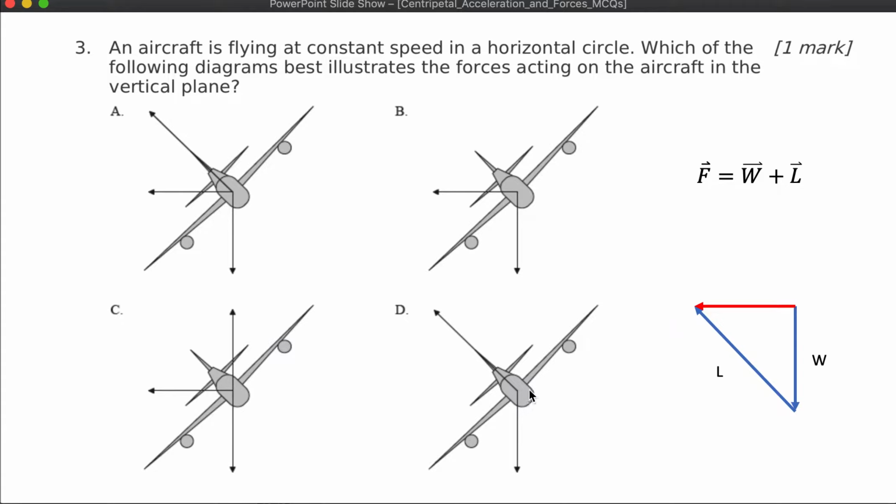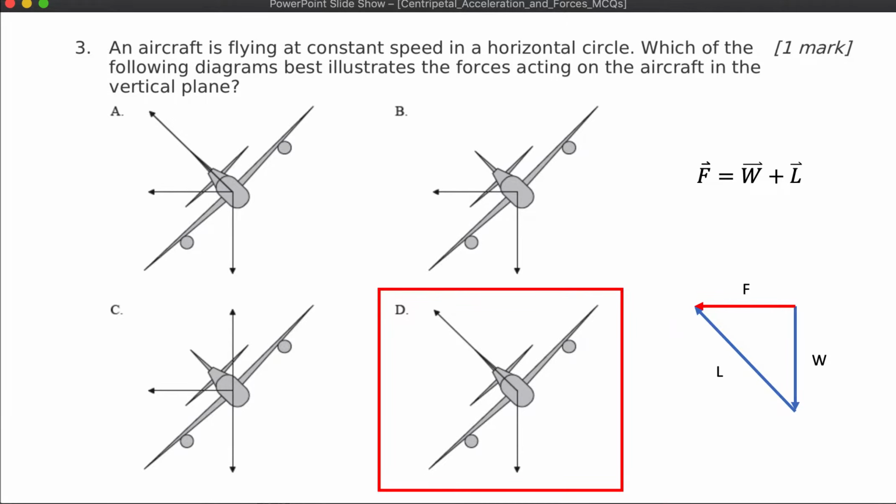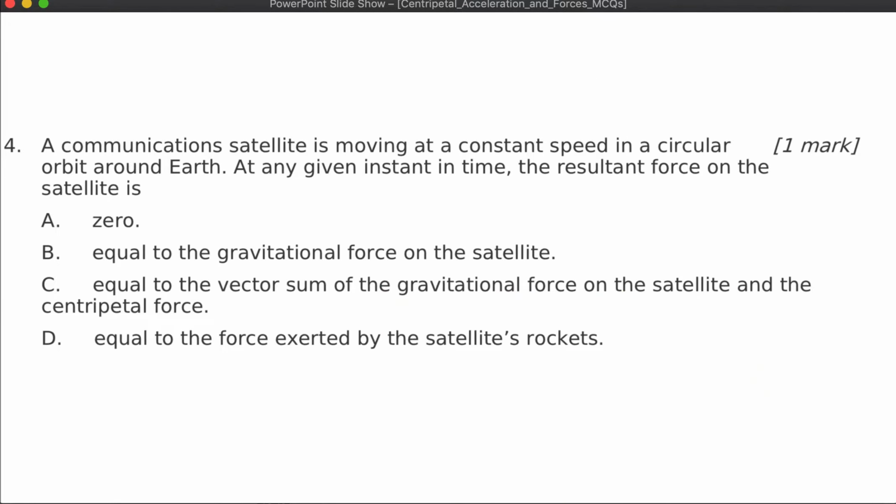If we have our weight acting down and our lift force acting up, we use our tip to tail method. We've got weight plus lift adding together to produce this red force, which is my centripetal force. Okay, so in other words, the answer here is D. The key point here being that centripetal force itself is not a force, it is just the name we give to the resultant of one or more vectors which are adding together to produce circular motion.